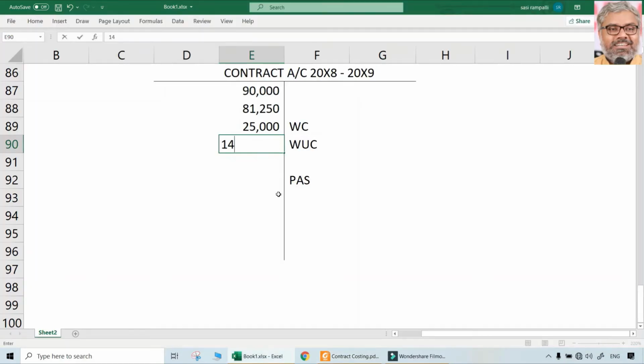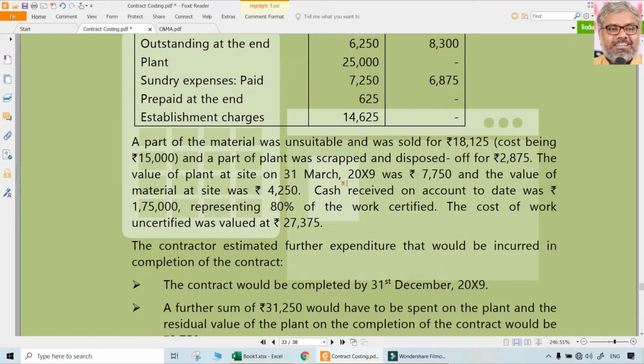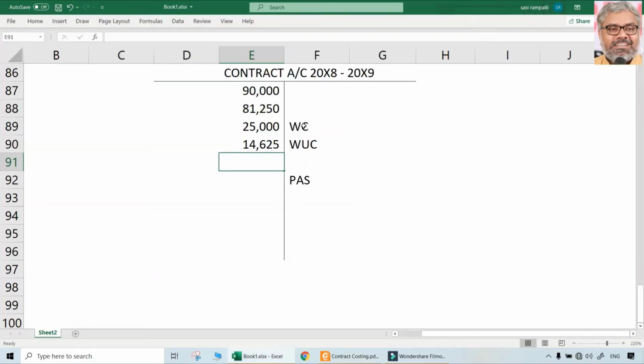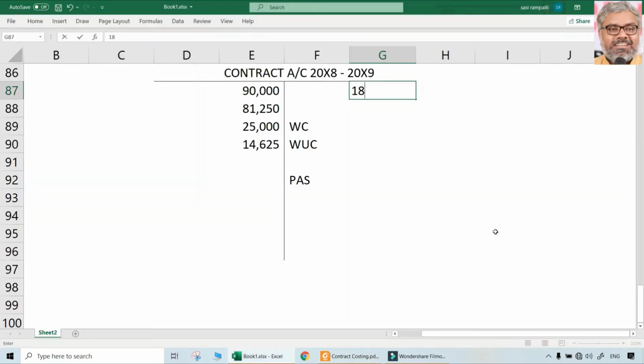Establishment charges 14,625, that is given. Then further information given about a part of the material was unsuitable and was sold for 18,125, cost being 15,000 only. So what was debited here is cost, and materials sold is for 18,125, that is the materials sold.